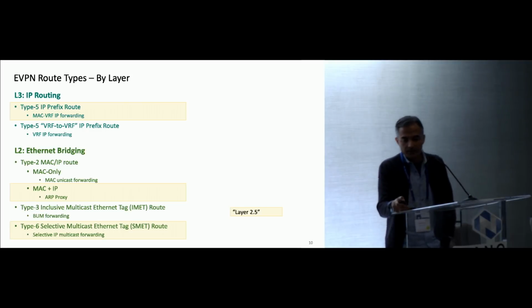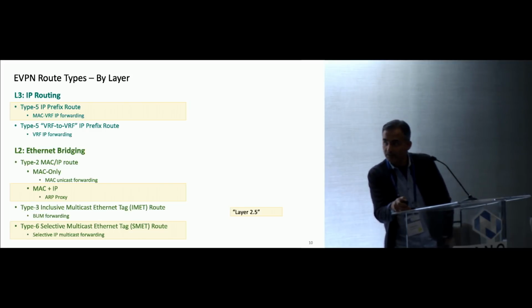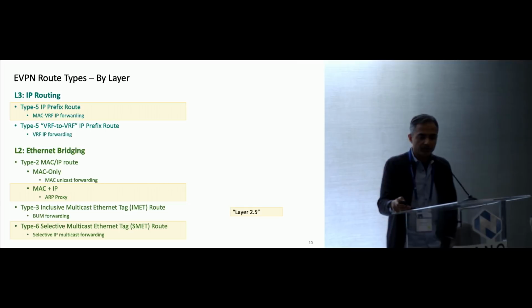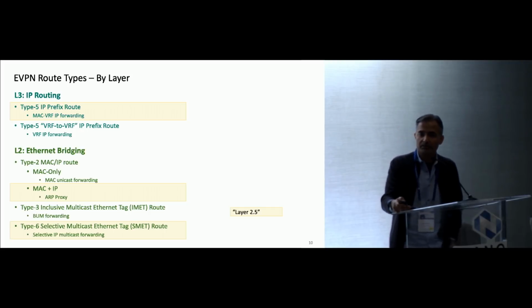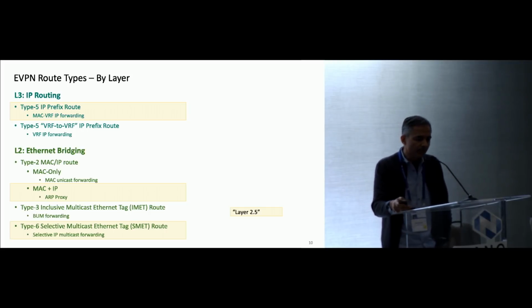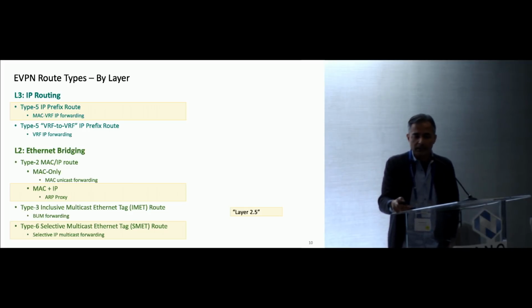And yeah, you can barely see the highlights, but these routes that I highlighted are kind of like layer 2.5, if you will. The MAC plus IP route is used for ARP proxy, and ARP is sort of a layer 2.5 function. And then type 6 you can think of as supporting IGMP snooping, which is kind of a 2.5 function as well. And then the MAC VRF to MAC VRF is sort of a 2.5 as well. We're not going to cover that one.